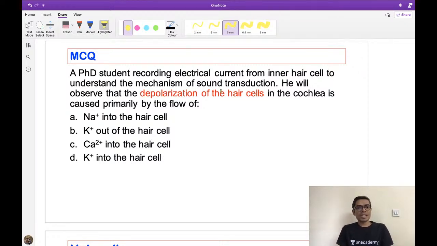A PhD student is recording the electrical current from the inner hair cell to understand the mechanism of sound transduction. He will observe that the depolarization of the hair cell in the cochlea is primarily due to flow of... Okay, there are two correct answers, but you have to choose the single best answer. So choose both the answers.